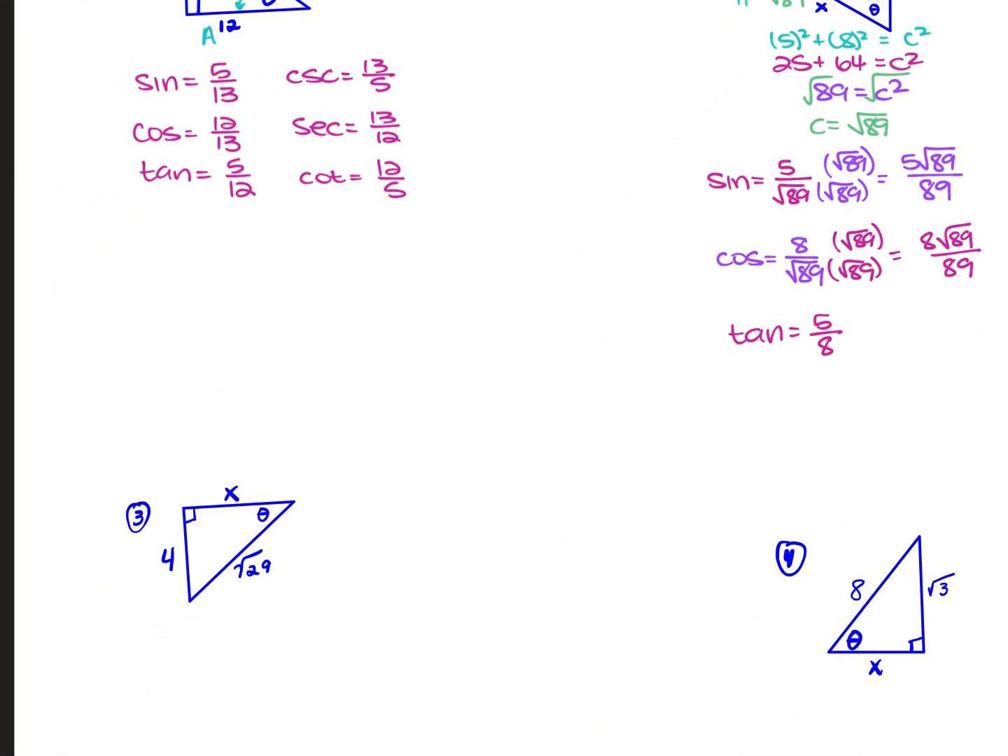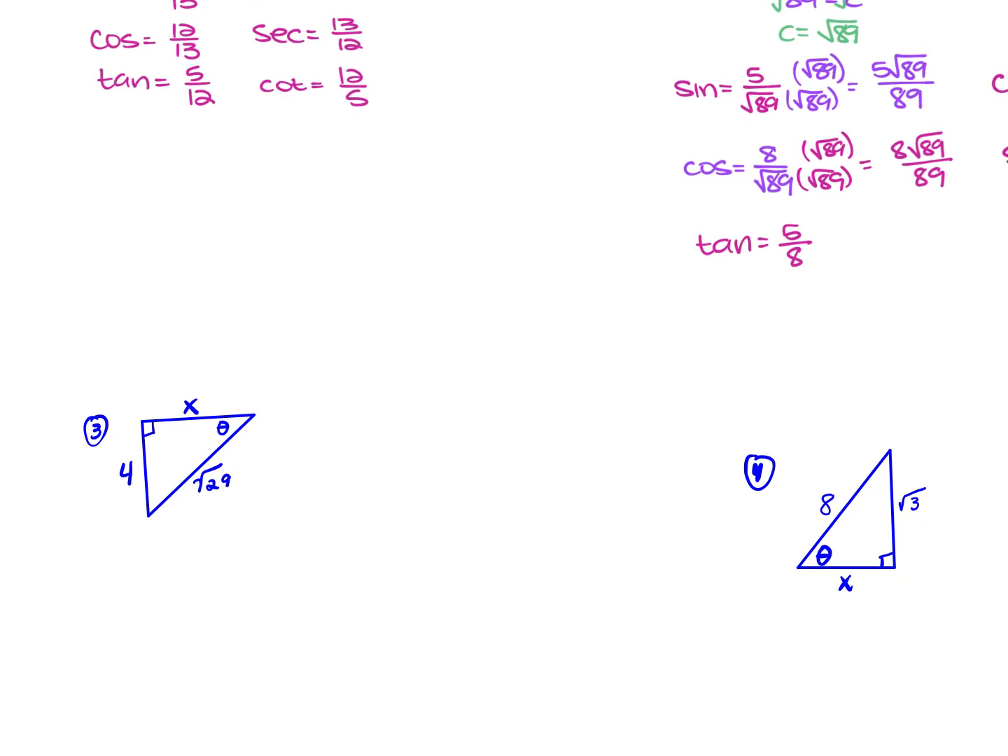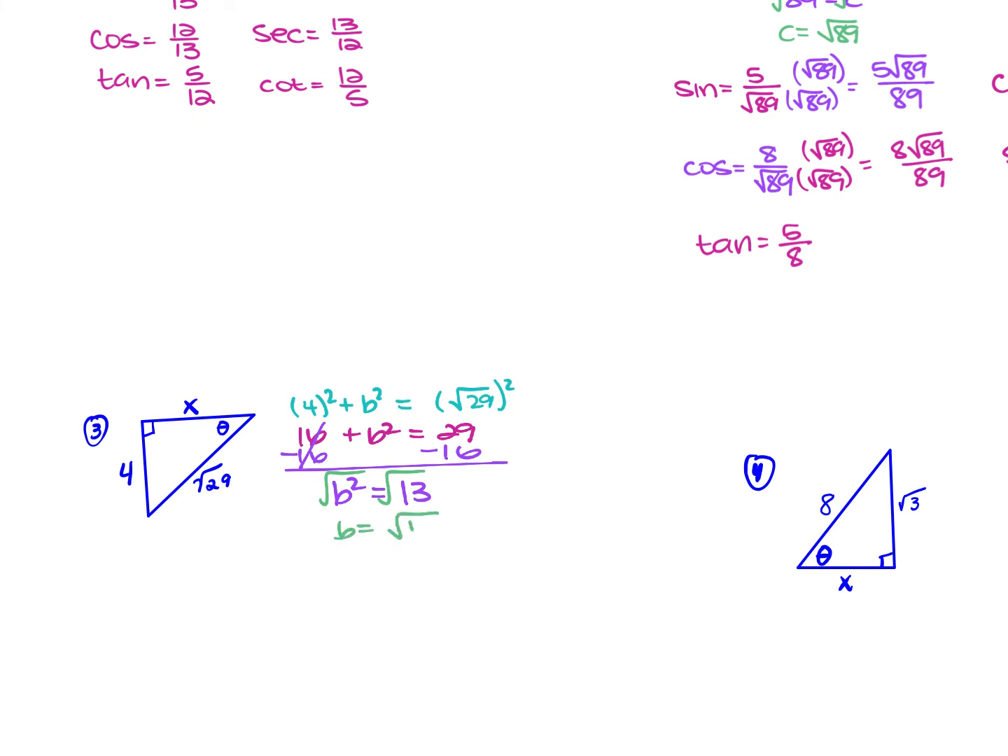For example 3, we have a triangle that has side lengths of 4, the square root of 29, and x. That x is either your a or your b. So if you use it as your b, you're going to have 4 squared plus b squared is equal to the square root of 29 squared. That 4 squared is 16 plus b squared is equal to the square root of 29 squared, which is just 29. Subtract your 16 from each side. That 29 minus 16 gives you 13. So b squared is equal to 13. Take the square root of both sides. Again, just keep the positive. So b is the square root of 13. So that x is the square root of 13.